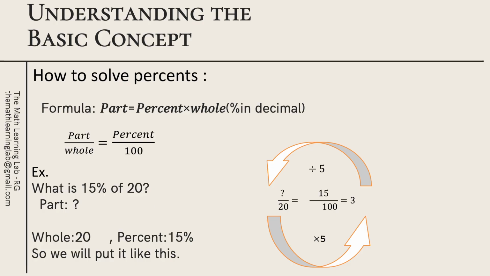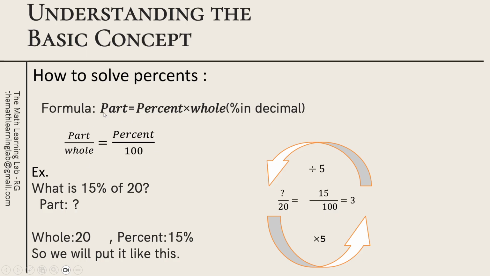How to solve the percent? Here are the two formulas written. The part is equal to percent times whole. This is the equation format. And the other one is the proportion format, which is part over whole is equal to percent over 100. So in the sixth grade, we are mainly using part over whole is equal to percent over 100.